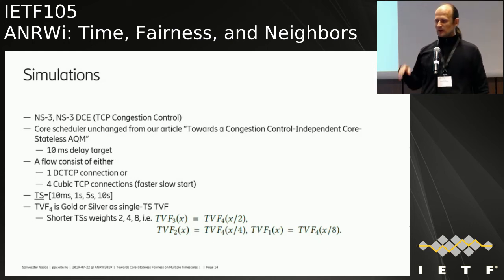So on timescale 1, we should have twice the share. Timescale 5, we should have doubled the share. Timescale 1, 4 times the share. And timescale 10 milliseconds, 8 times the share of the long-time 10-second average.